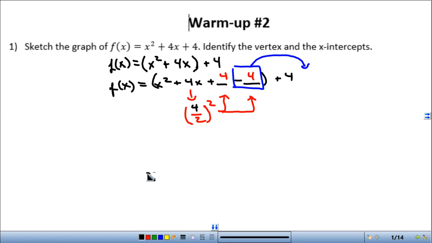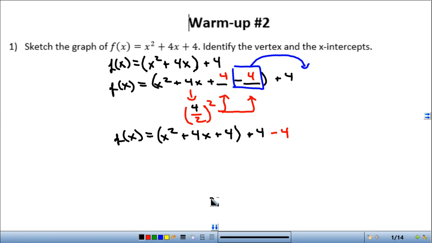So we have f of x is equal to x squared plus 4x plus 4. And now we've got outside plus 4, and we have the one that we moved, which is minus 4.